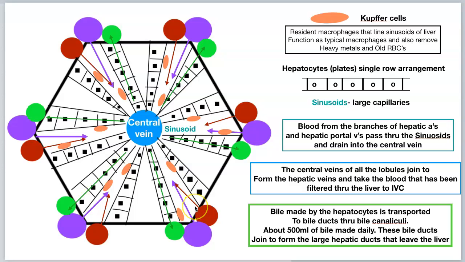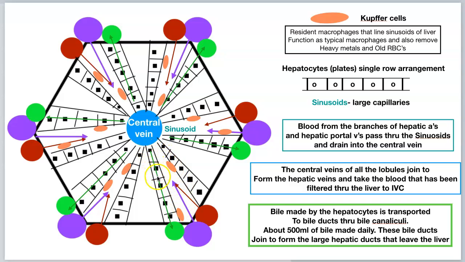We said red blood cells last around 120 days. Once they get old, these Kupffer cells are going to phagocytize them and take them out of the circulation. And if there's any heavy metals, they will also try to ingest any heavy metals before they get here. So they're doing a lot of monitoring of the blood that's going through here.